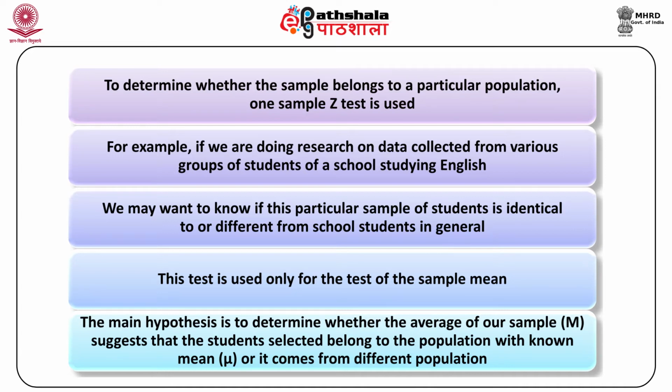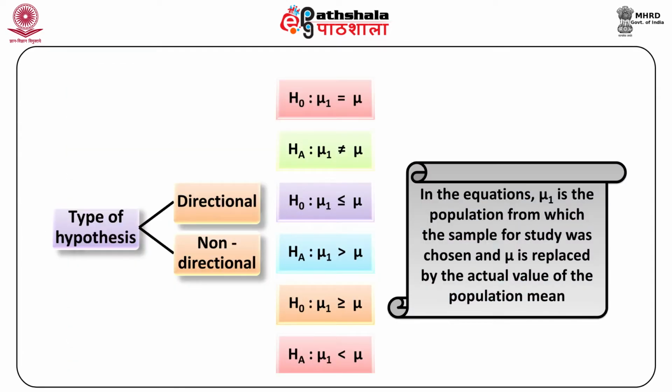The main hypothesis is to determine whether the average of our sample, M, suggests that the students selected belong to the population with the known mean mu, or it comes from a different population. Depending upon the type of hypothesis, that is directional or non-directional, the following forms of hypothesis can be used. In the equations, mu1 is the population from which the sample for the study was chosen, and mu is replaced by the actual value of the population mean. We have first null hypothesis as mu1 equals mu and alternate hypothesis as mu1 is not equal to mu.